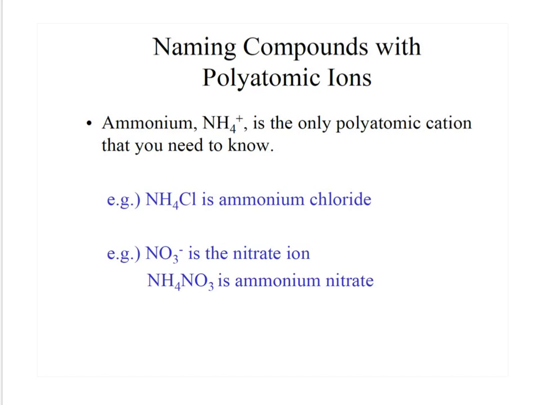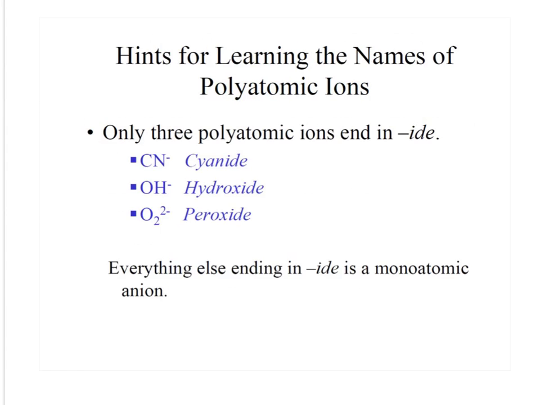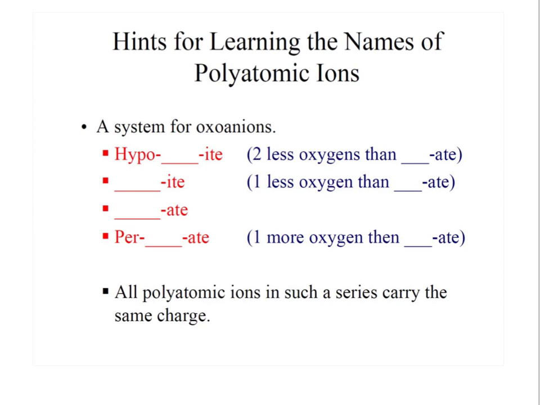NO3⁻ is a nitrate ion. You don't change the ending of the nitrate. Cyanide, hydroxide, and peroxide are the only polyatomic ions that end in -ide. So here's a trick to learn all the different oxoanions.